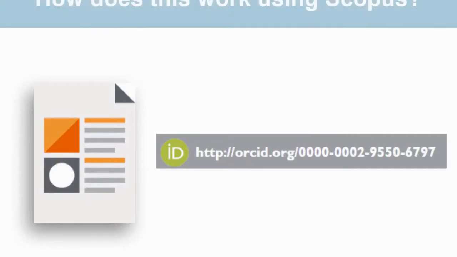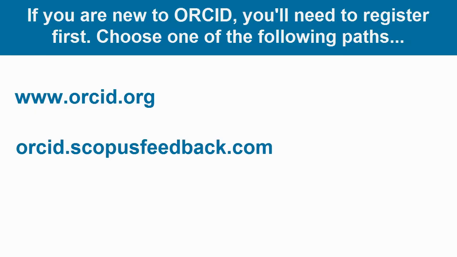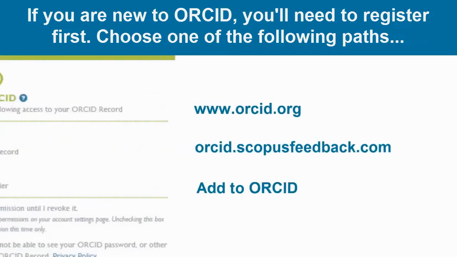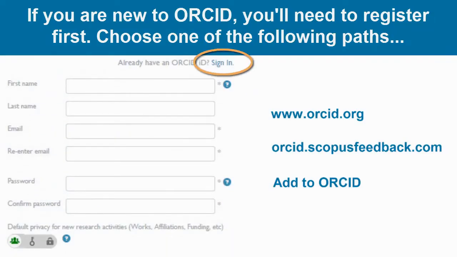Let me show you how this works with Scopus. First, if you are new to ORCID, begin by either going to www.orcid.org, orcid.scopusfeedback.com, or by clicking Add to ORCID from your Scopus author profile page. Then register for an account. If you already have an account, sign in.